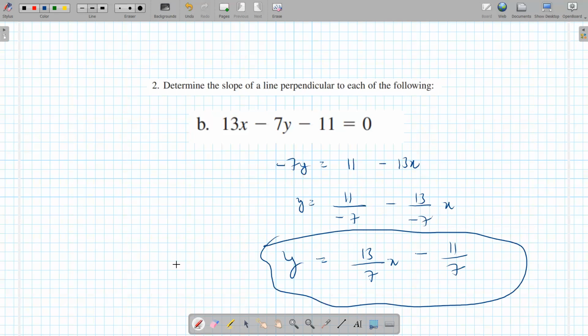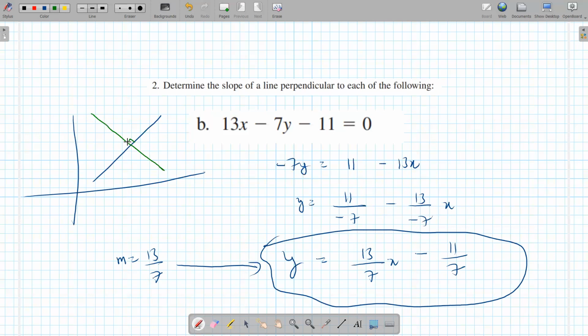So the slope of this line that we have right now is 13 over 7. So it's going like this way. And the question is, if something is perpendicular to this, what's the slope of this line? They're related somehow. The slopes are related. You need to do something with it. Do you remember what to do with it?